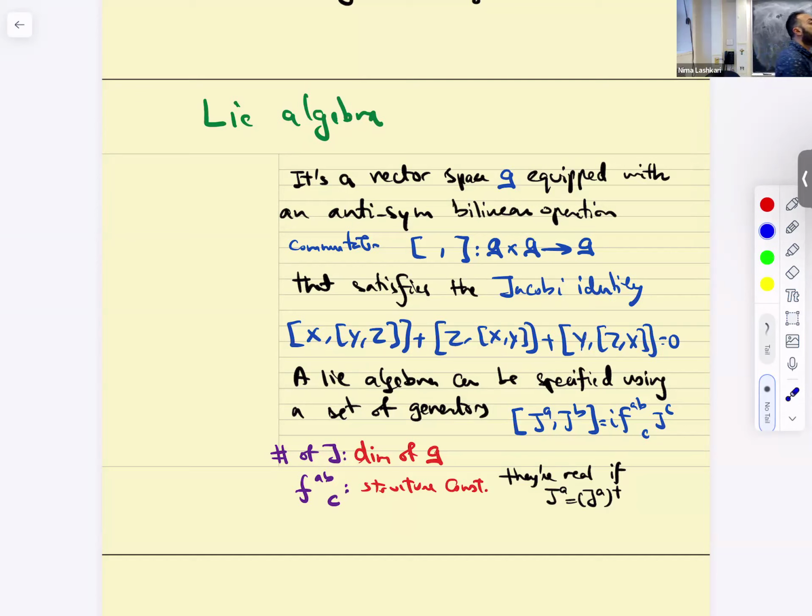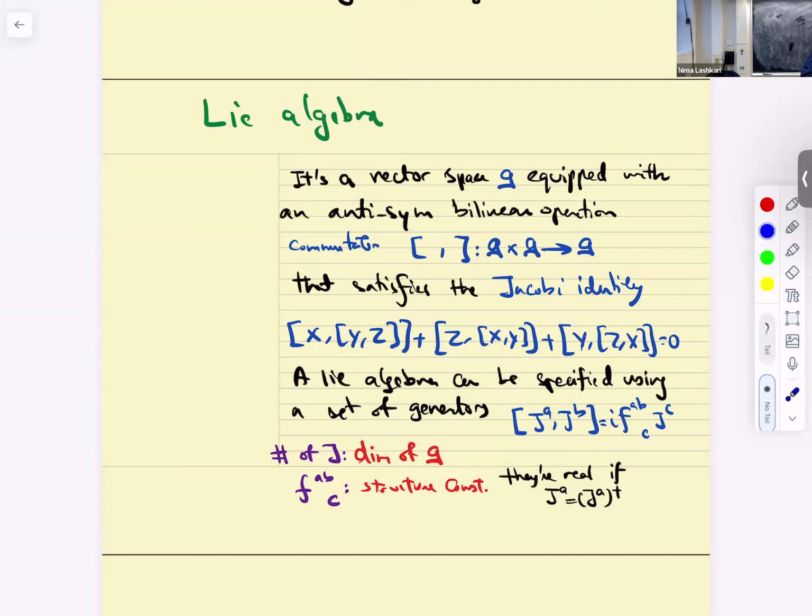Once you realize a representation, what's the representation of it? It's just that you realize these as matrices acting on some vector space. A linear representation. It's bilinear, so it takes two vectors and pops out a vector. It's an antisymmetric bilinear commutator. It satisfies the Jacobi identity. That's important. Good. Now we said every Lie algebra can be specified using a set of generators, and the generators will satisfy these relations. Those constants are structure constants. They define the Lie algebra for you.